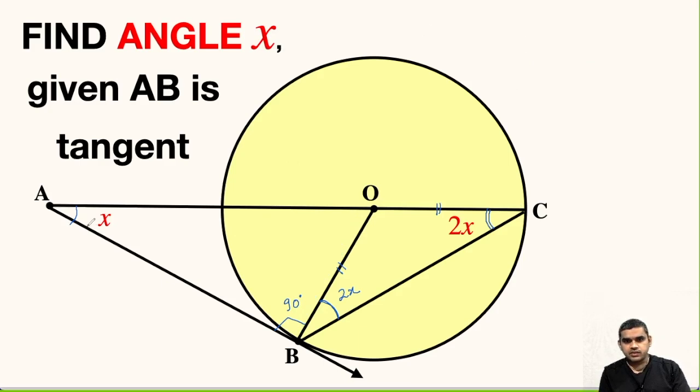Now let us focus on triangle ABC. Let me draw it. This is vertex A and the internal angle is x degrees. Vertex C, 2x degrees, and this is B. This is 90 plus 2x.